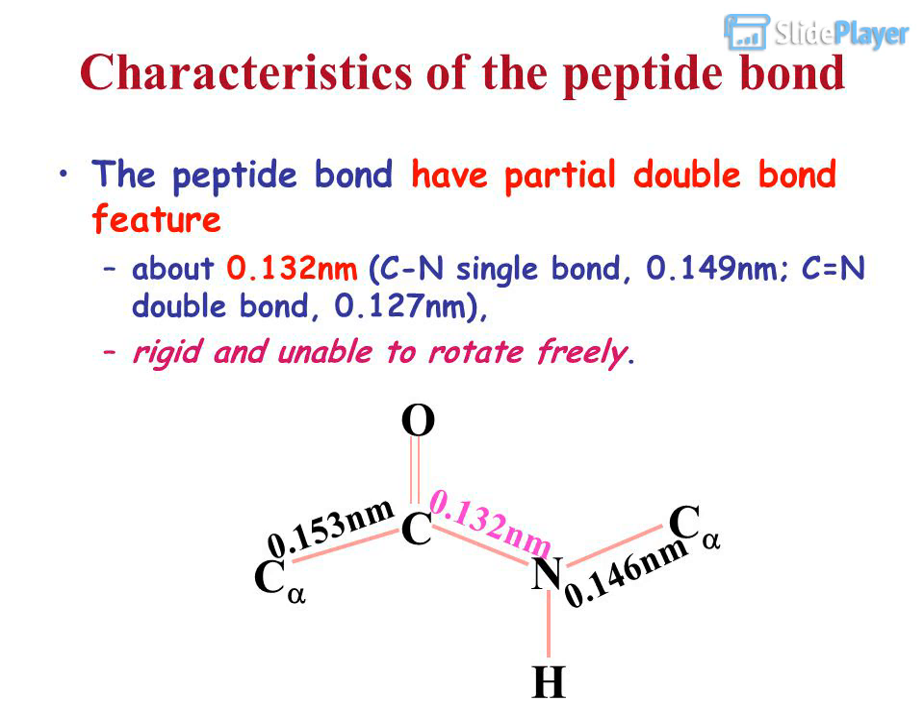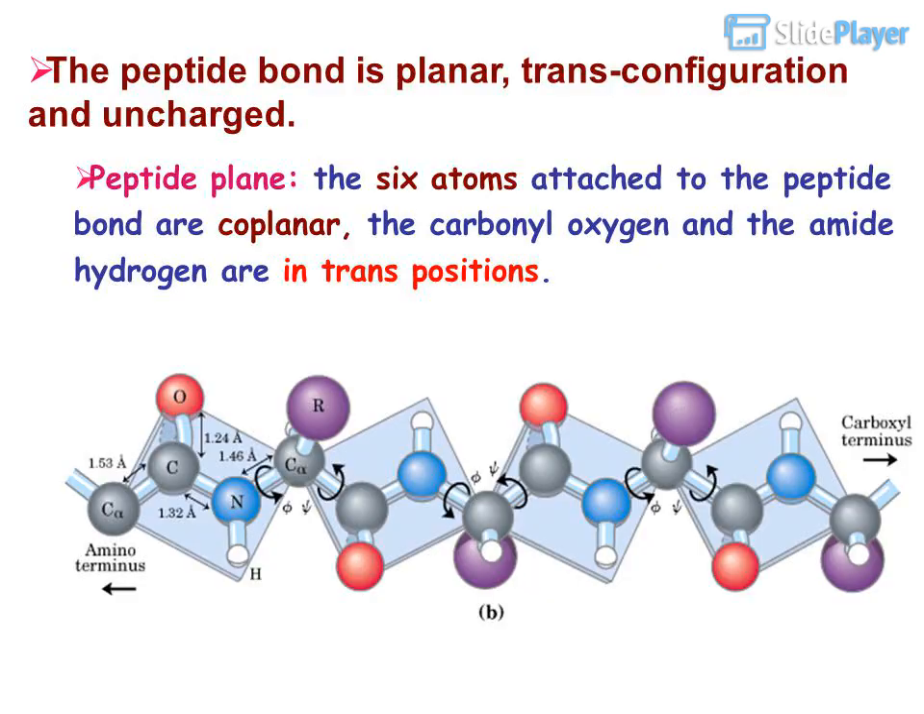The C-N bond in the peptide is about 0.132 nanometers, between the C-N single bond, 0.149 nanometers, and the C=N double bond, 0.127 nanometers. Rigid and unable to rotate freely. Other bond lengths: 0.153 nanometers, 0.146 nanometers, 0.132 nanometers. The peptide bond is planar, in trans configuration, and uncharged.